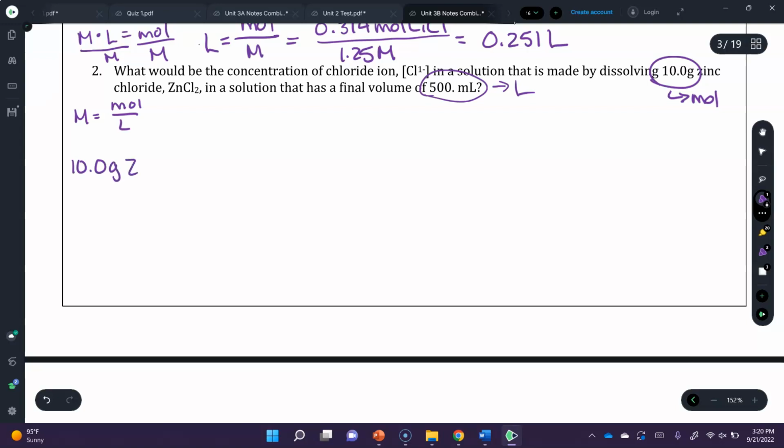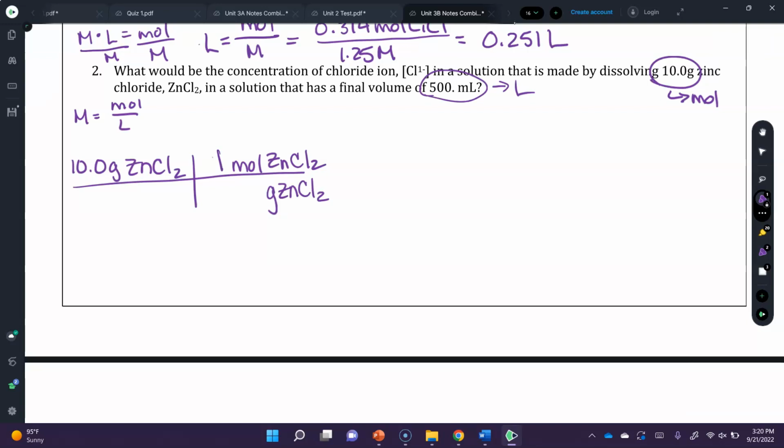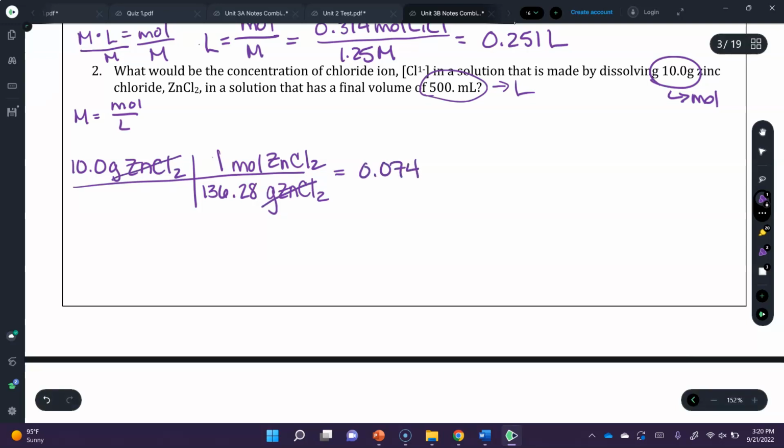So we're going to start with moles, changing something into moles. So 10 grams of zinc chloride. And then we're going to change it into moles, so that means that we have zinc chloride grams on the bottom and moles on the top, so that the units end up canceling out. 1 mole from the periodic table has a molar mass of 136.28 grams. And then we divide by what's on bottom and units cancel, and you should get 0.074 moles of zinc chloride. Okay, so we've got our moles.